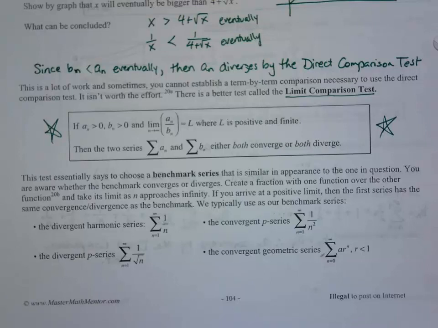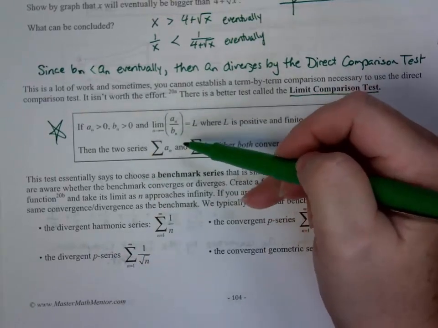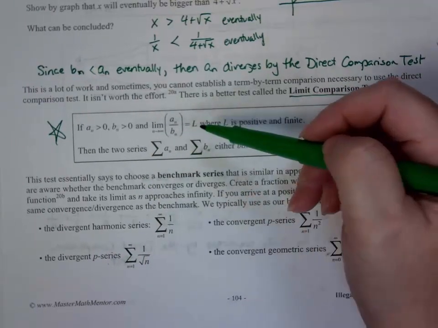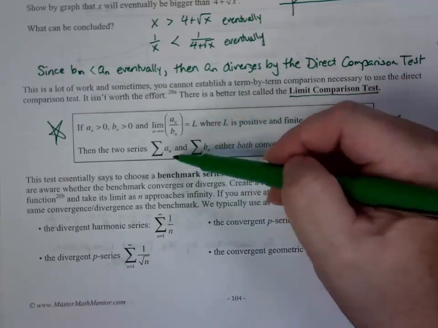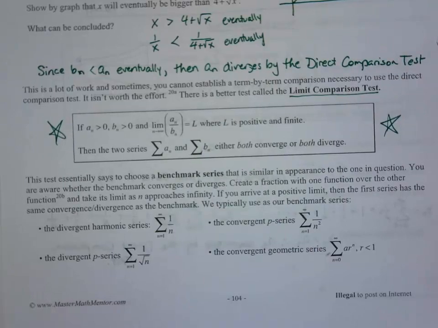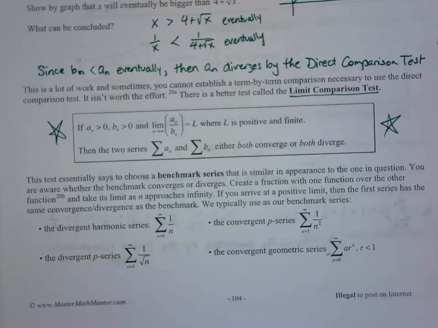We have our function that we're given, A of n. We're going to compare it to another function, B of n. Then we take the limit as n approaches infinity of the quotient of those two. If we can get a number answer, i.e. not infinity, then both of the series will do the same thing. If you happen to pick a divergent one, and my limit gives me a number, the other one will diverge. And if I happen to pick a convergent one, the other one would converge. Okay? So let me show you.